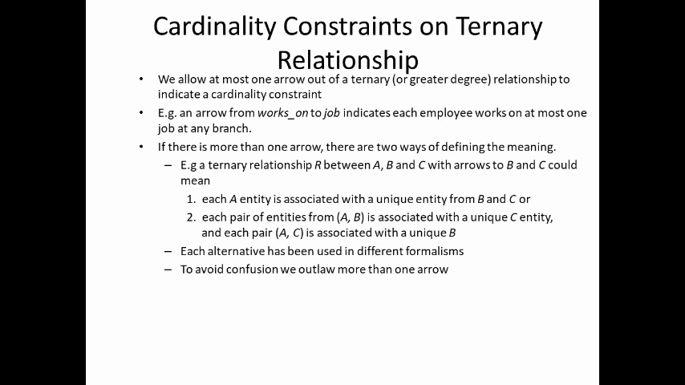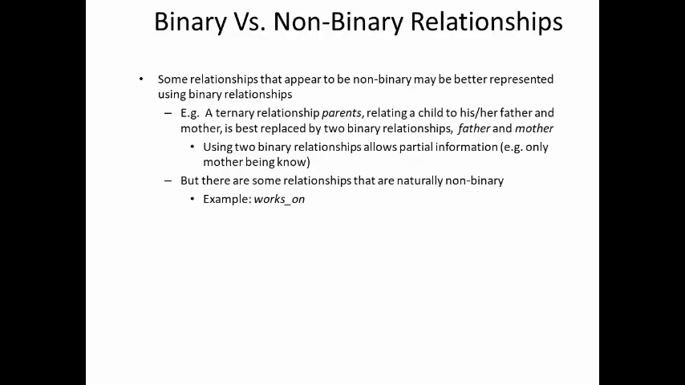So each alternative has to be used when we want to be able to differentiate the kind of relationship that does exist. And to avoid confusion, we basically outlaw uses of one arrow and all that. Binary, we say this is basically the normal or the common relationship that we find in most databases. So we can also have non-binary, whereby we're saying some relationship that appear to be non-binary may be better represented using binary.